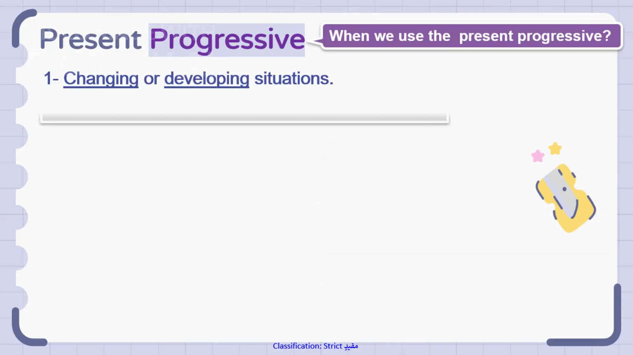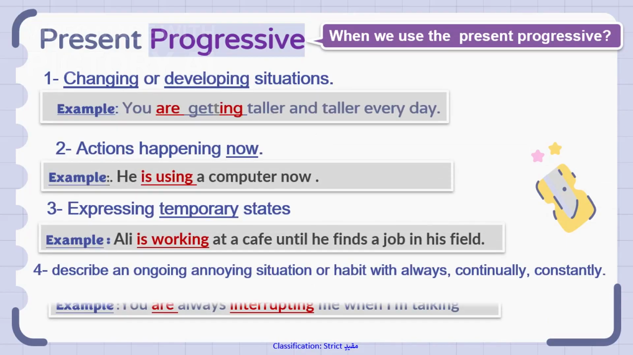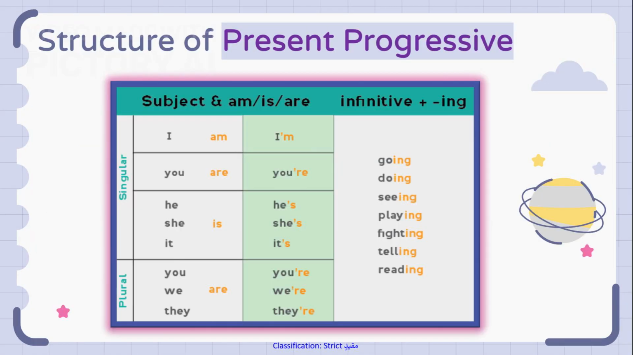The present progressive is used for actions that are changing or developing, happening now, or expressing temporary states. For example, you are getting taller every day, or, Ali is working at a cafe until he finds a job in his field. The structure of the present progressive involves the subject, am, is, are, and the infinitive plus ing. This structure allows us to form sentences like, I am going, or, they are playing, indicating ongoing actions.